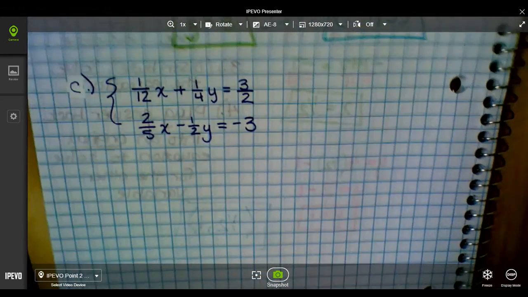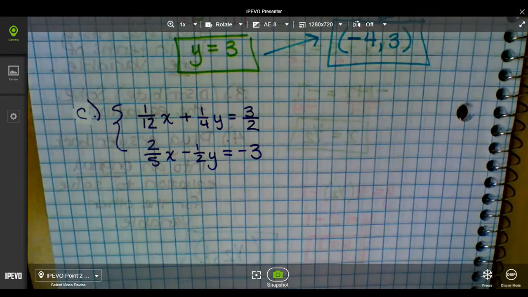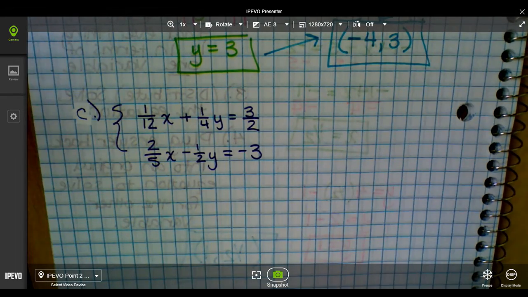Going on to this one. Now, these ones, they love to throw at you on the SAT and stuff like that just because they look super, super hard, but there is a trick to these.